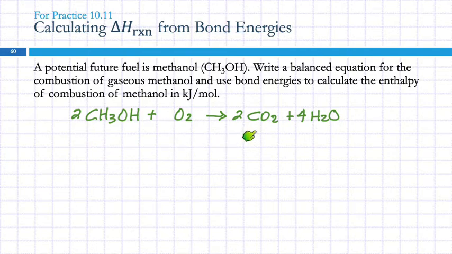Now I have 2 carbons and 4 times 2, 8 hydrogens, 8 hydrogens. So over here I have 4 oxygens plus 4 oxygens is 8 oxygens. And over here, this is 2 oxygens. So I need there to be 6 from this. So I need to put a 3 there.